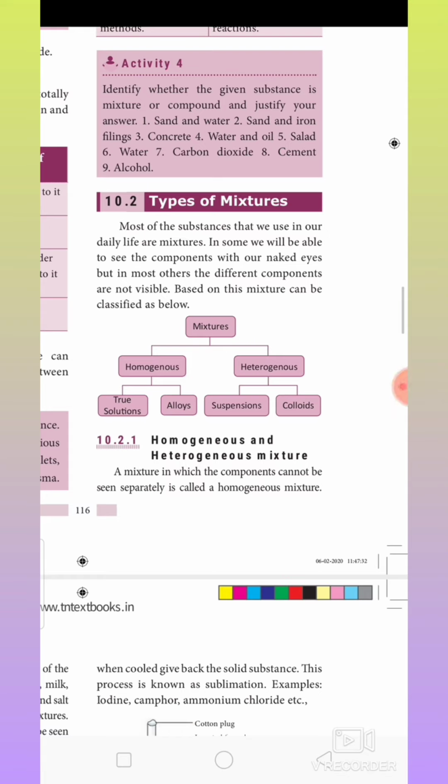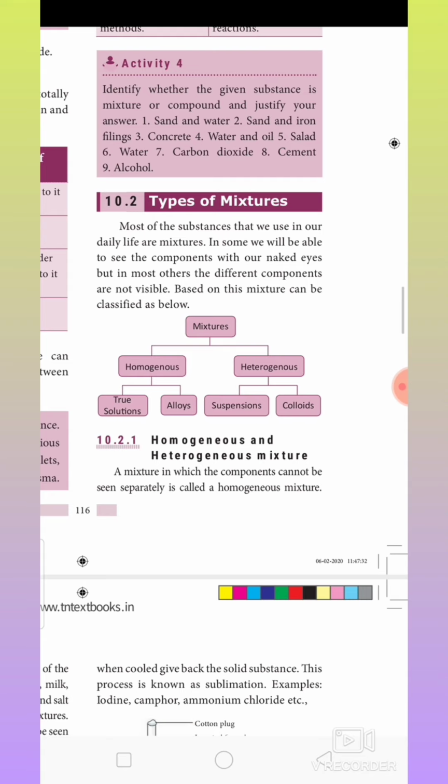In some, we will be able to see the components with our naked eyes, but in most others, the different components are not visible. Based on this, mixture can be classified as below. So we can see some mixtures with the naked eye. We cannot distinguish the constituents of the mixture in many cases. So based on this property, visibility, we can distinguish the mixture into two types as heterogeneous and homogeneous mixture.